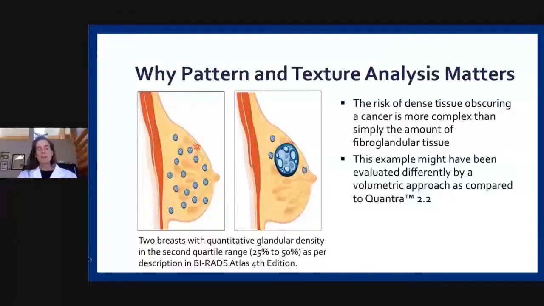So here's an example, and there is a little cancer here seen in the superior aspect of the breast. And you can see both breasts have a 25 to 55% breast density if you were to do it in this second quartile by the old edition. And you can see, though, more of the breast tissue and density is centered right over where this cancer is. So again, if we're going by volume, they would be the same. However, if we're identifying and evaluating by pattern and texture, we can see that it's going to be more challenging to find a cancer in this focused area of breast tissue.